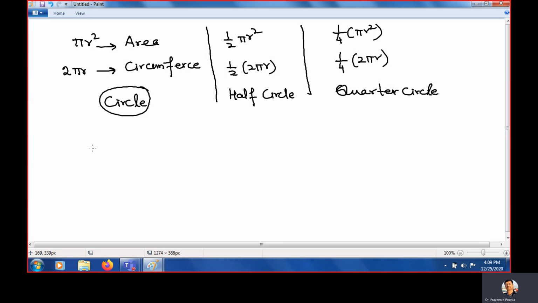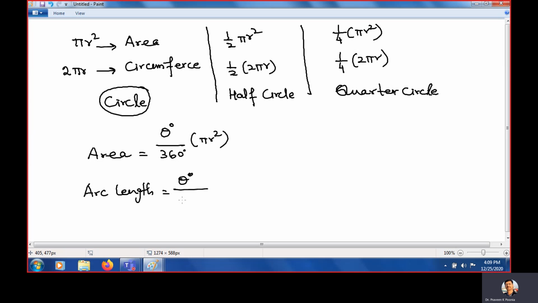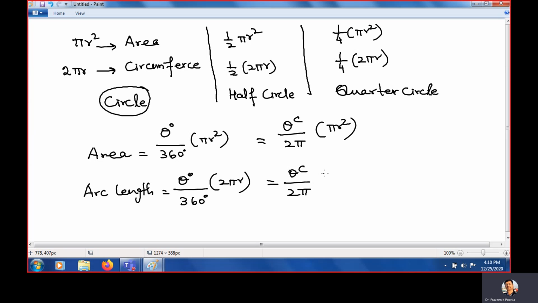But if the sector is given in the form of an angle, then it is very simple. Not circumference, it is the arc length. The area is theta degree upon 360 degree into pi r square, and the arc length is theta degree upon 360 degree into 2 pi r. Class, these are the formulae. But if it is given in radian, then it will be theta power c upon 2 pi into pi r square, and theta power c upon 2 pi into 2 pi r. If you cancel pi, it is 1 upon 2 theta power c r power 2, and for the arc length, 2 pi cancels, giving theta power c into r. This is about the area and arc length of the circle.